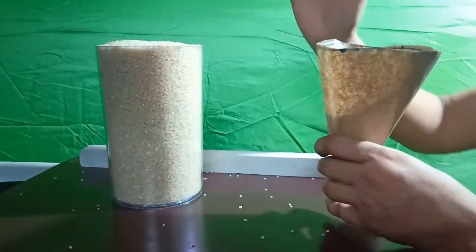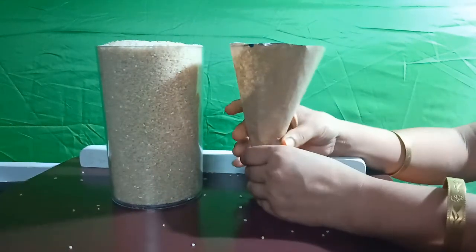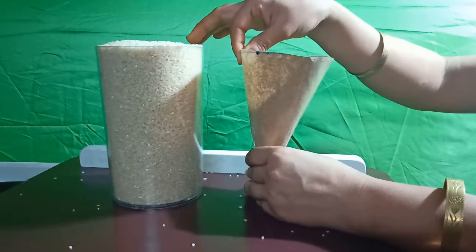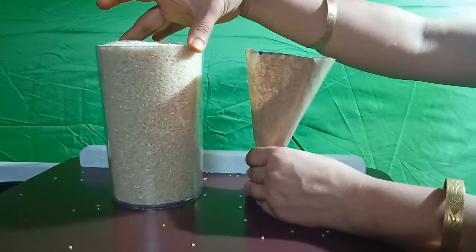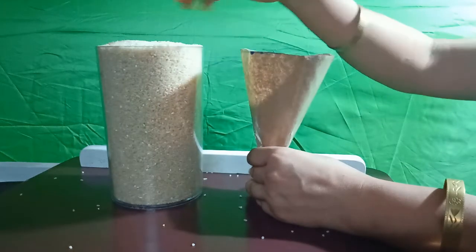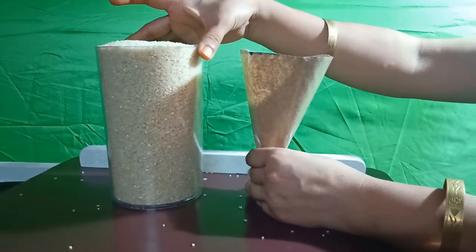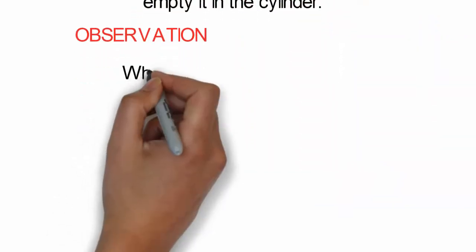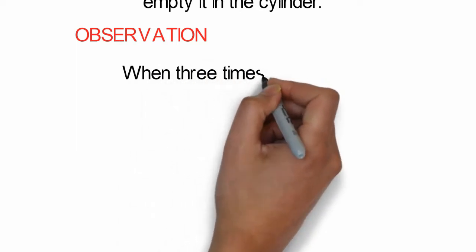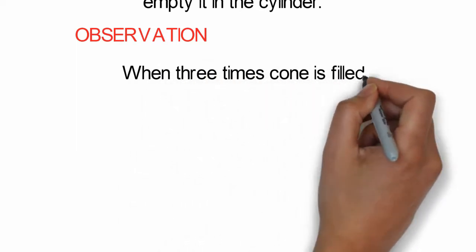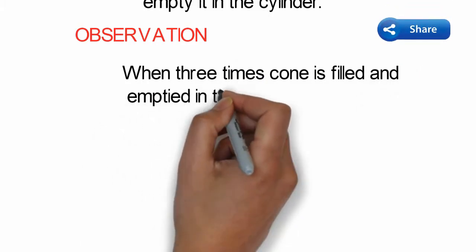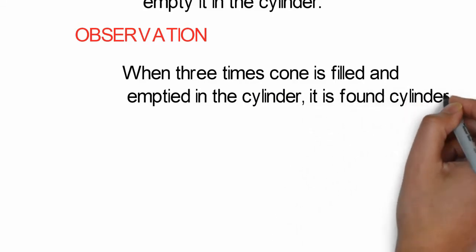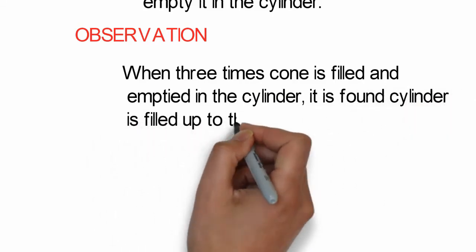When you have emptied, what you have observed is that when we filled the cone 3 times and emptied it in the cylinder, the cylinder is completely filled. Now comes the observation. When we do this activity, what we observed is that when the cone is filled and emptied in the cylinder 3 times, the cylinder is filled up to the brim.